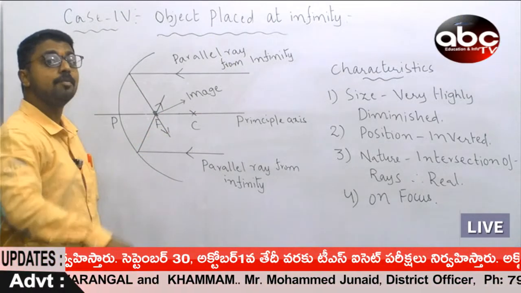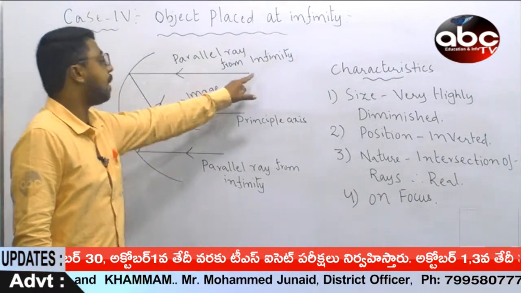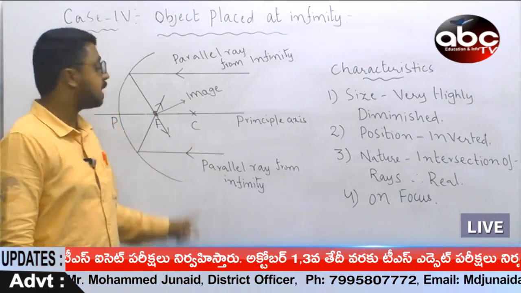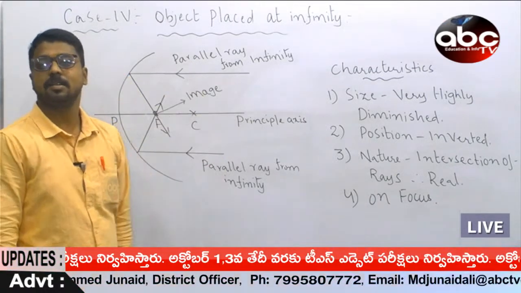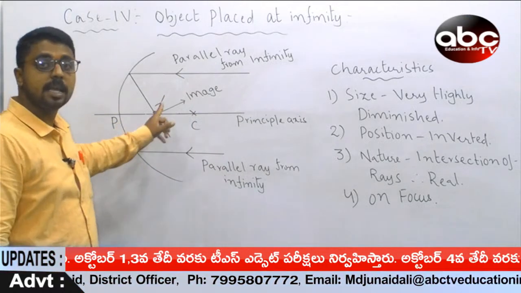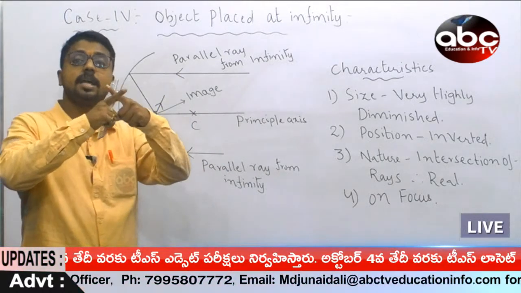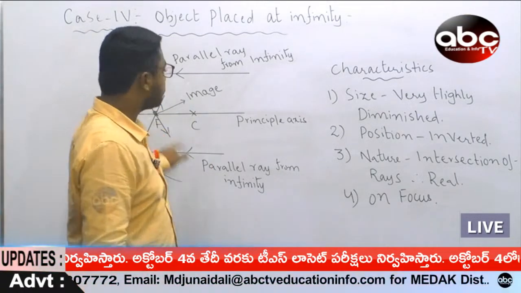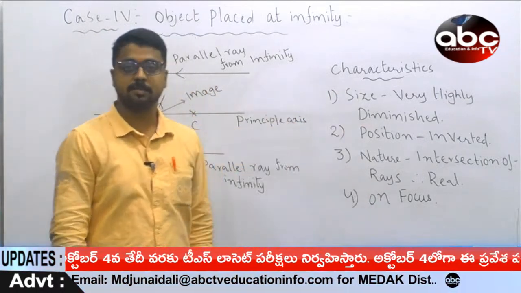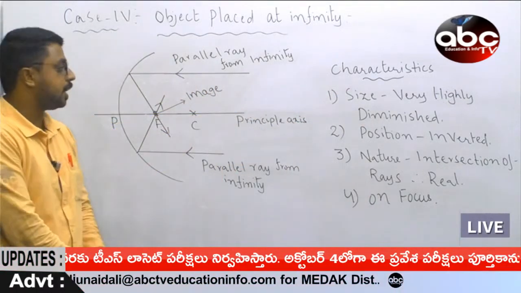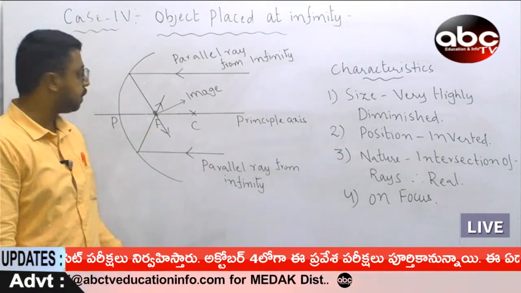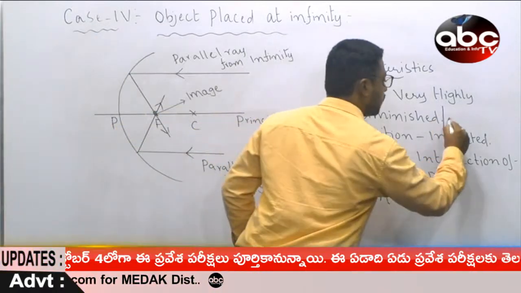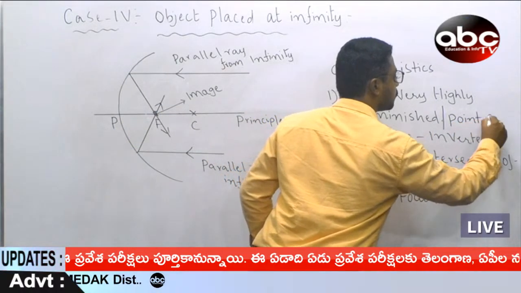Why do they meet at the focus? According to the rules of the ray diagram, a parallel ray when it hits the concave mirror definitely passes through the focus. So at the focus both rays converge. Due to that we are able to expect an image. The size is critically, highly diminished, very point sized. We can also call it point size.